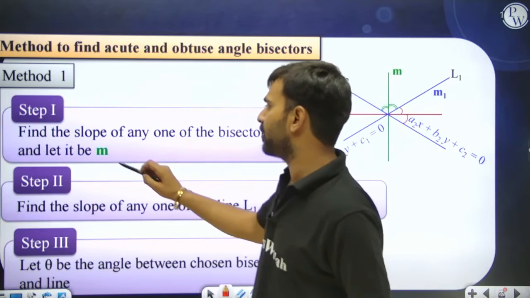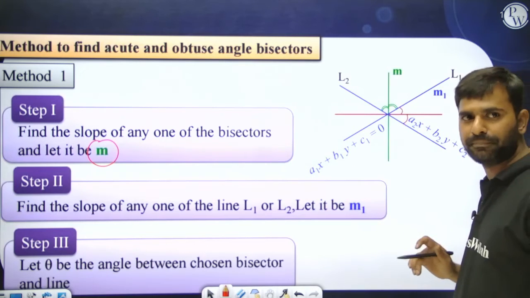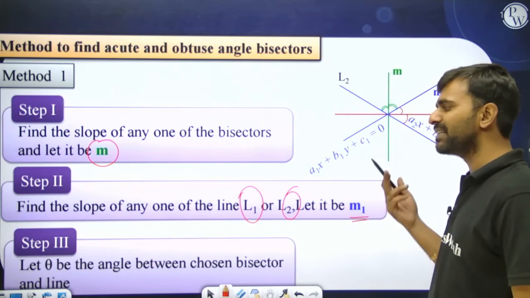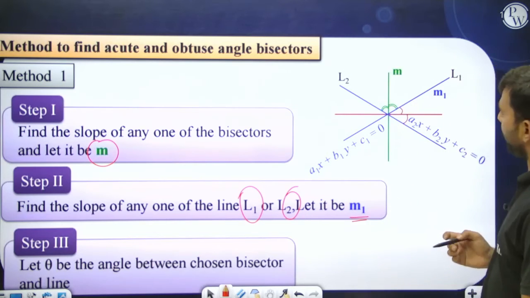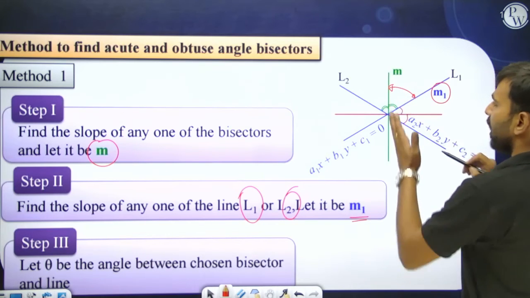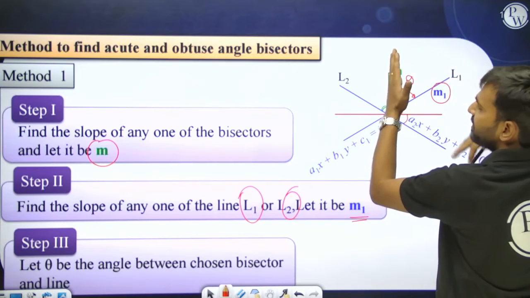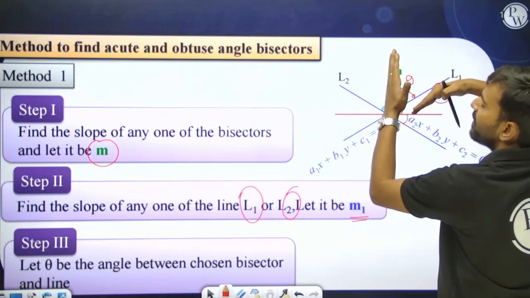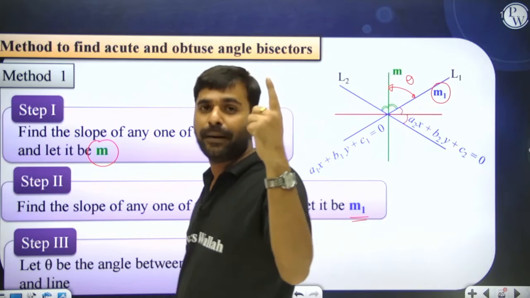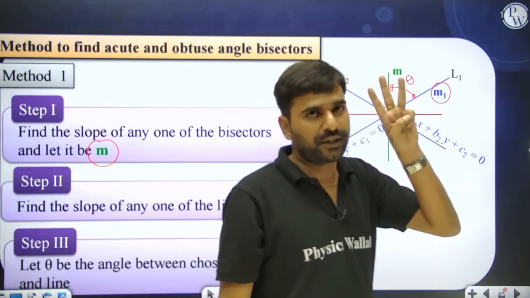Find the slope of any one of the bisectors. Let's say it is coming out to be m, and we have the slopes of the two lines L1 and L2, let's call them m1 and m2. If this slope is given to me and this slope is given to me, can we find out the angle between the two lines? Tan theta equal to mod of m minus m1 upon 1 plus m1 m2. I told you, if out of three things m1, m2 and theta, two things are given to me, we can find out the third thing quite comfortably.